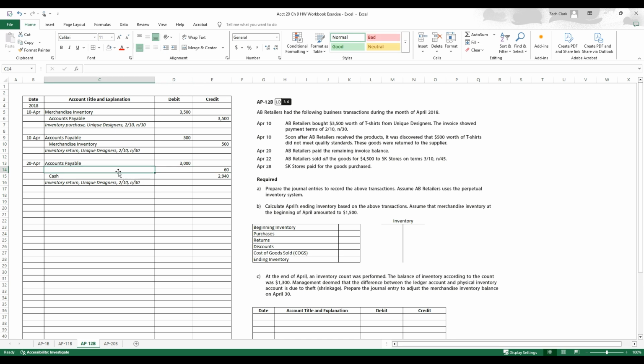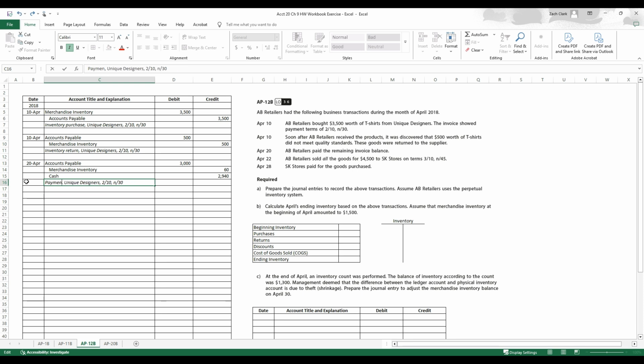And so we're going to reduce our merchandise inventory balance by the discount, because we actually ended up paying less for the inventory overall. So we credit the inventory balance to reduce it from, originally, 3,500. We sent back 500, so then it's 3,000, and then we reduced that value by 60 because we were able to take a discount and pay less for it.